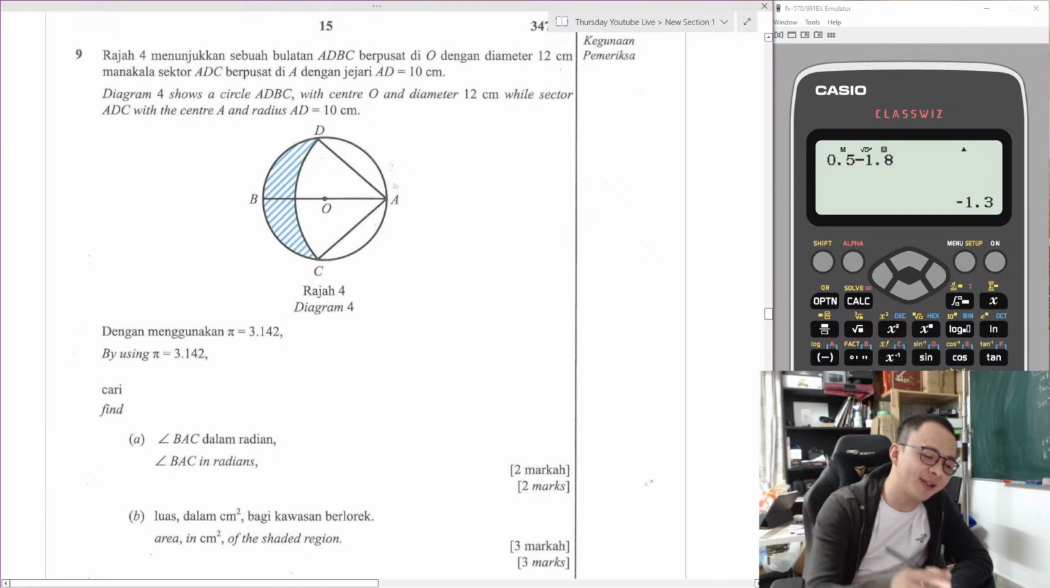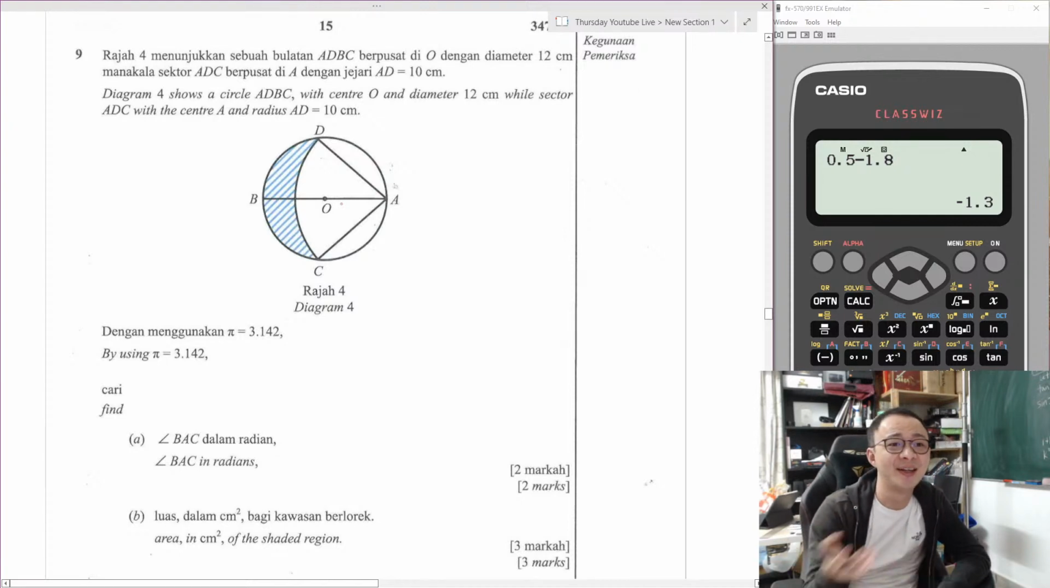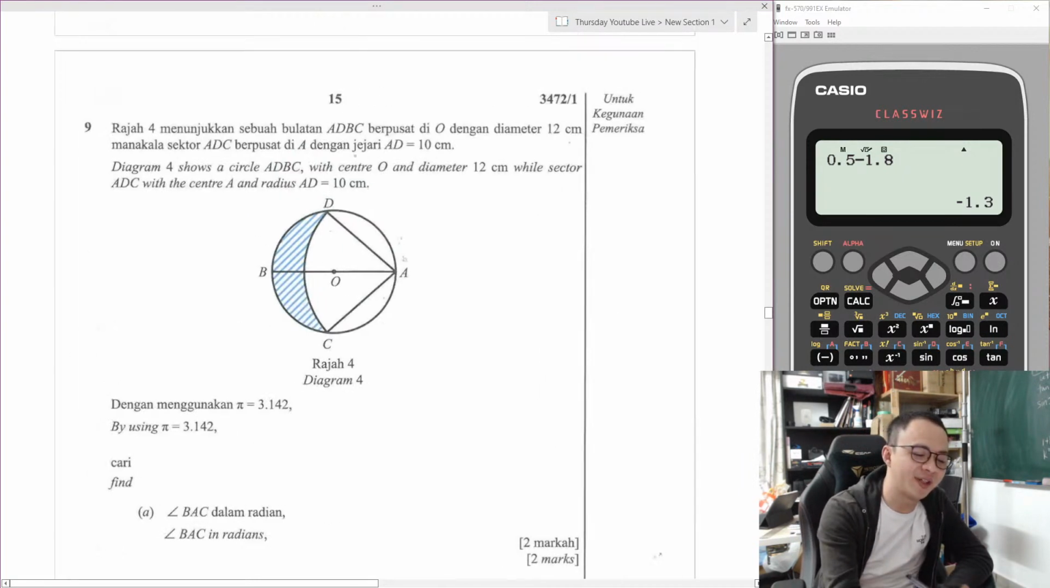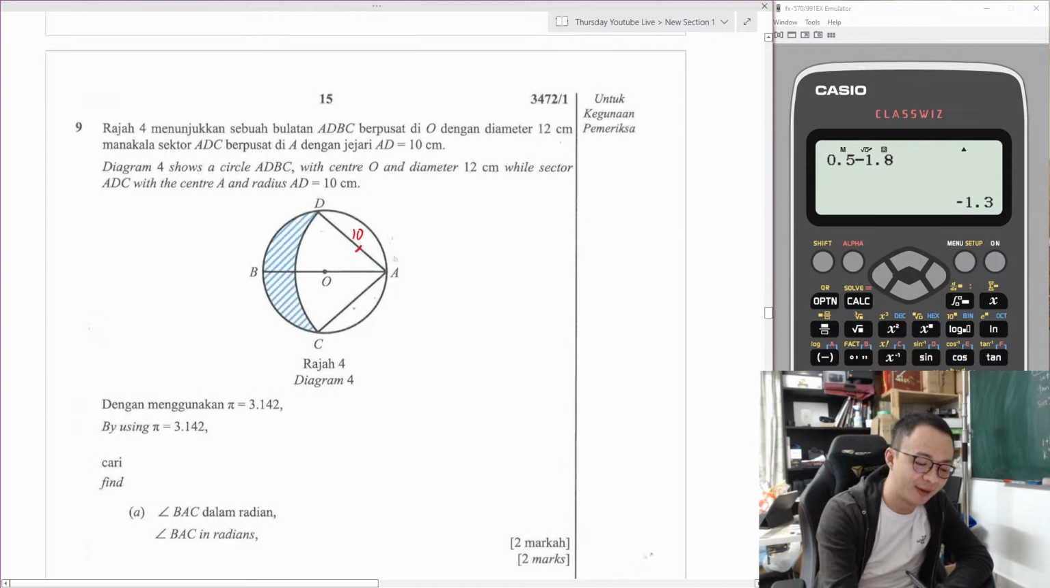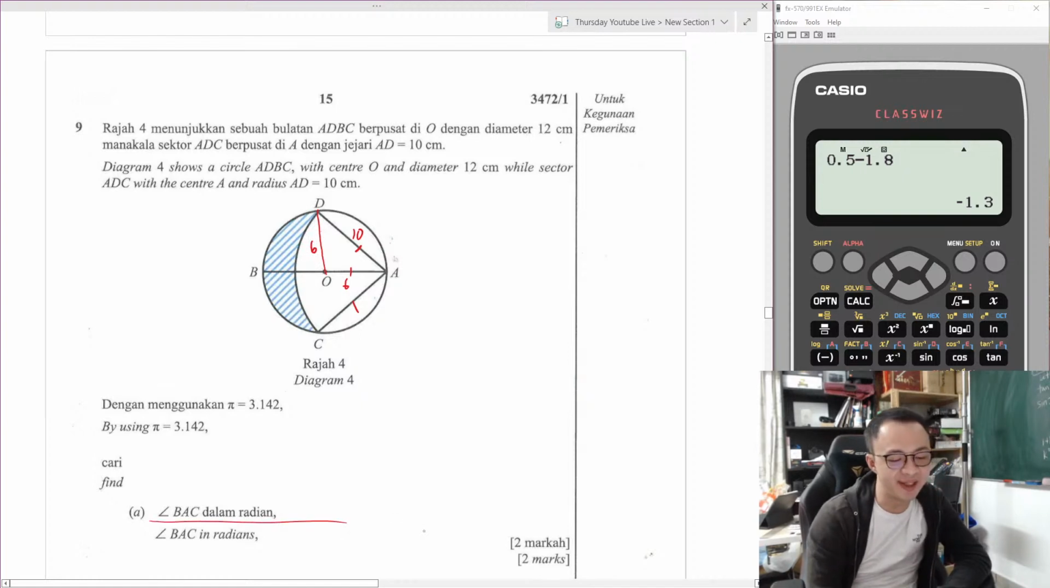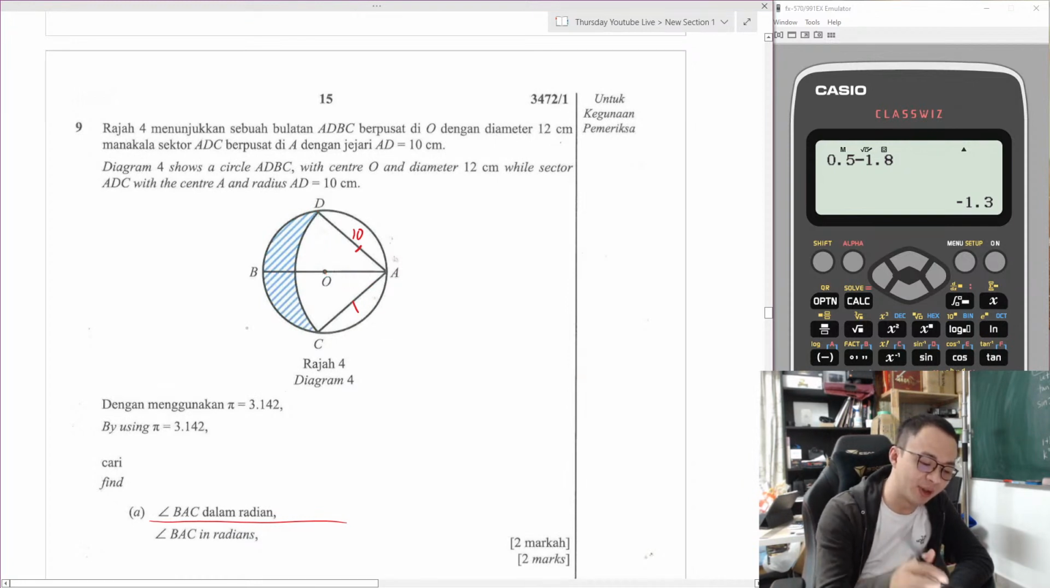Alright, in this case, they tell us the diameter is 12 centimeters and the radius is 10. But this radius is for this sector. So this sector radius is 10. Obviously, I know the length here is 10. And then this length here will be 6. You can read the question yourself. I'm lazy to read, so I'm not going to read here. I'm going to draw another 6 here. Then this question asks me to find BAC. They ask us to find this angle. I can do the same thing at the bottom also.